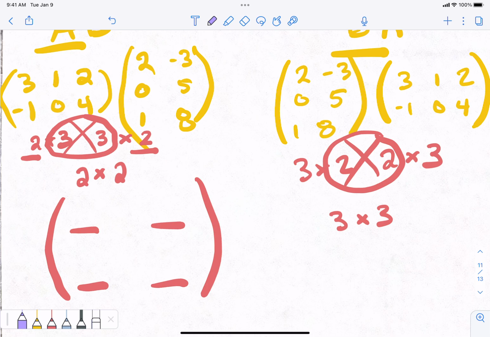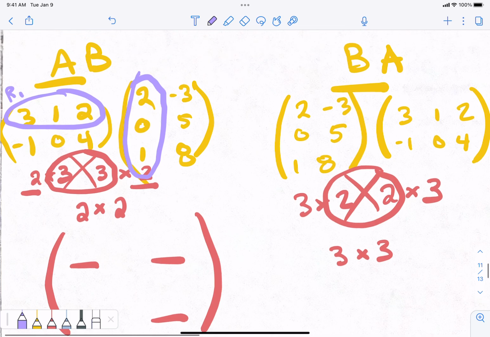Okay, I'm going to start with this one, which is row 1. Do you see that? Row 1. And I'm going to multiply those by column 1. You always take the rows times the columns.